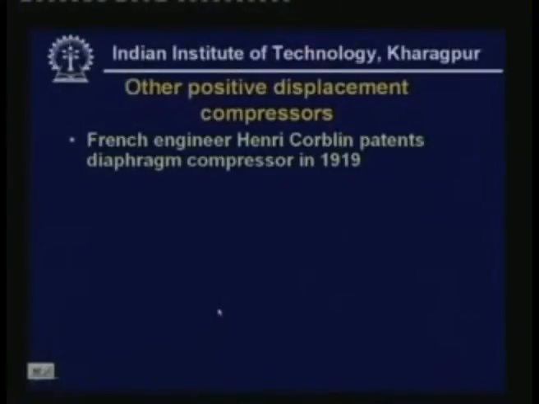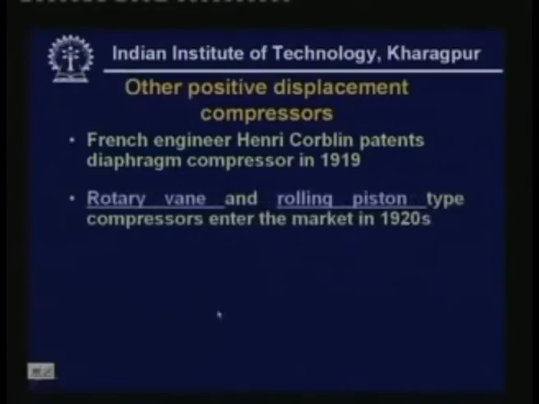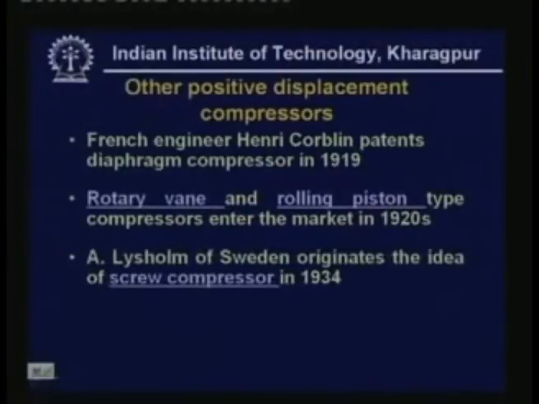The first diaphragm type compressor was patented in 1919 in France, and rotary vane and rolling piston type compressors entered the market in 1920. I will not explain the working principle of these compressors because we will be discussing these when we discuss compressors, but I will just show the schematic of a rotary compressor.